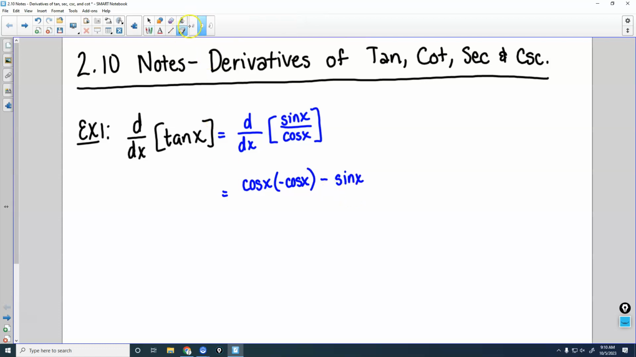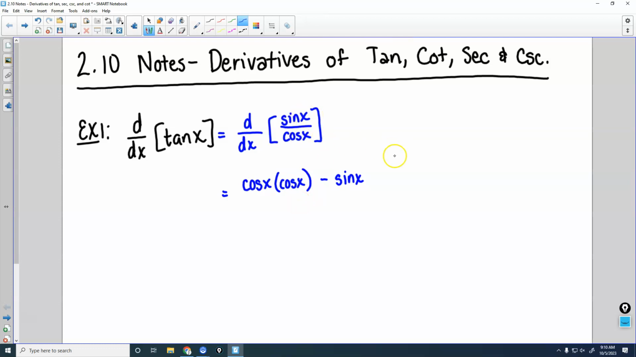You're right. No negative. Thank you. The derivative of cosine is negative sine. Correct. Sorry, I mess stuff like that up too much. I'll offer extra credit for that.